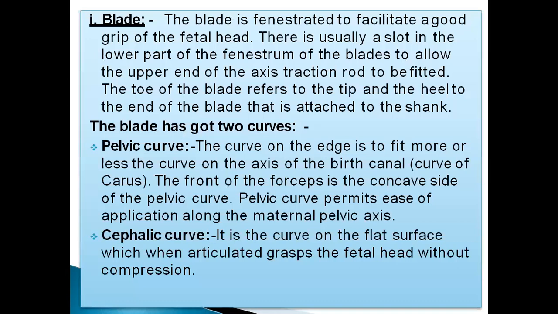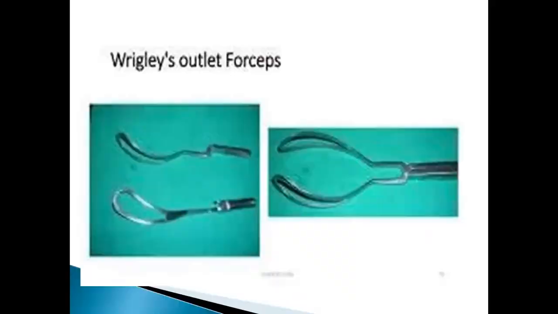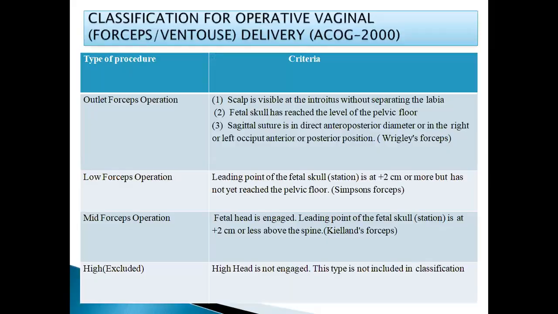Then the short curve, it is otherwise known as release forceps, then key length forceps. Now, for outlet forceps we are using release forceps because it is not in the outlet. In low forceps, the head has come below the ischial spine but does not touch the pelvic floor, so we can use forceps. In mid forceps operation, we use key length forceps, because the head can be above the station also.